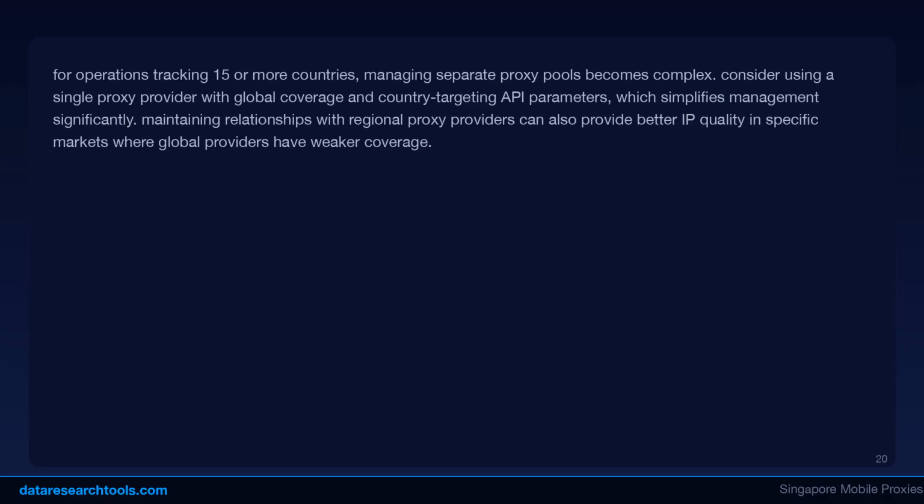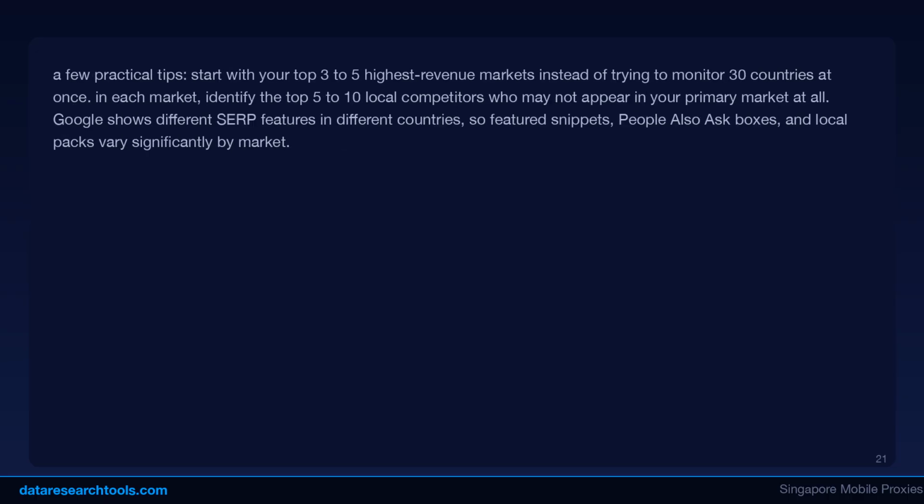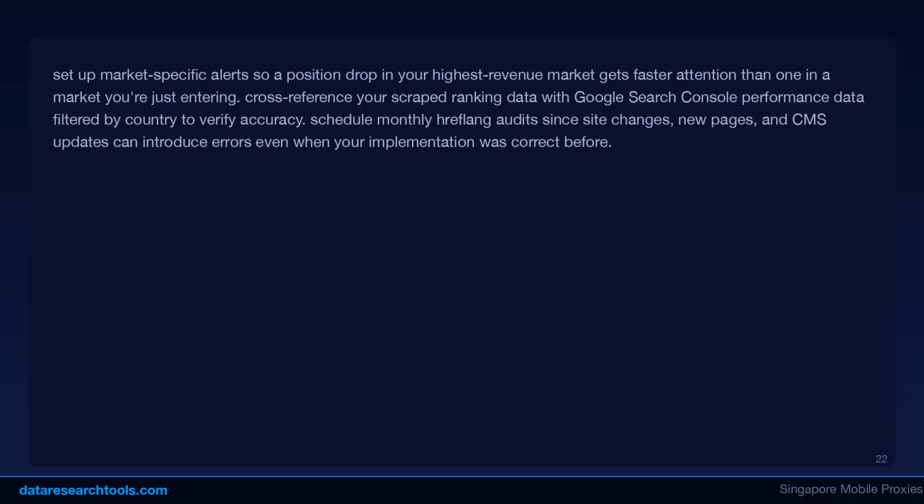For proxy configuration, use residential proxies from the target country, since data center proxies from a different country will produce unreliable results. Match the proxy country to the Google domain you're querying. German proxies for google.de, Japanese proxies for google.co.jp. Not all proxy providers accurately label their IP locations, so verify using IP geolocation services before relying on their claims. For local SEO monitoring within a country, city-level proxy targeting provides more accurate results, especially for queries with local intent.